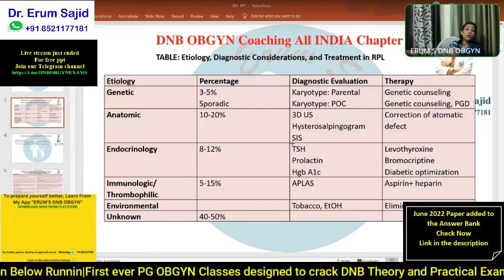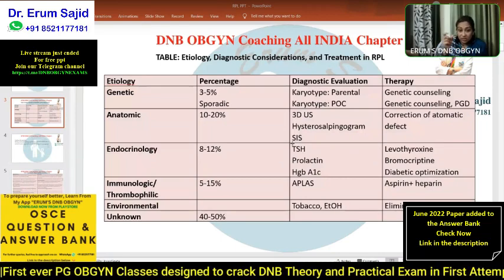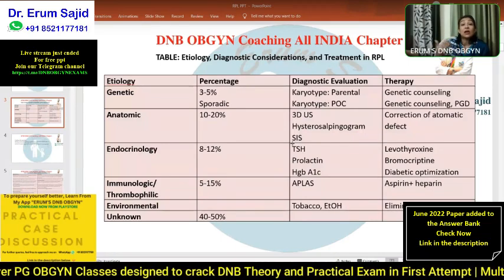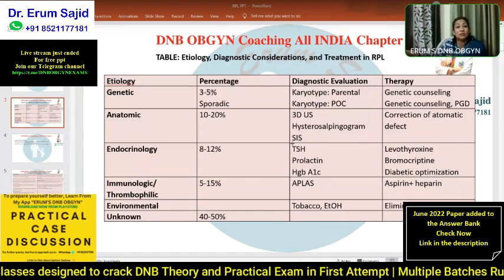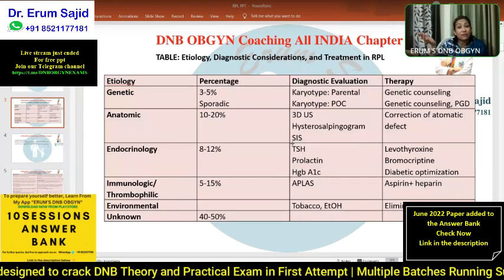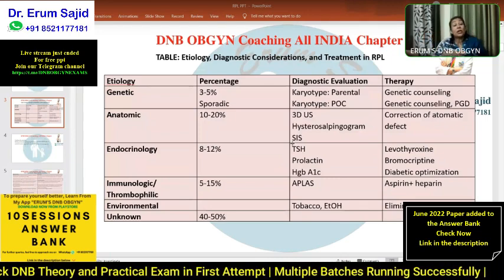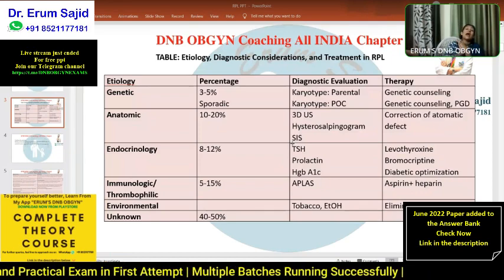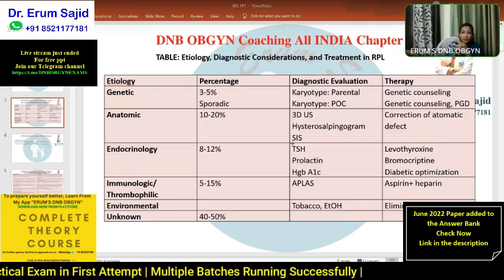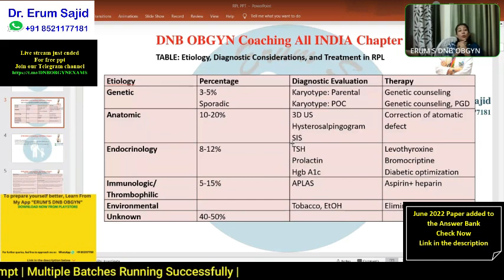So in recurrent pregnancy loss, 3 to 5% is because of genetic causes, just 3 to 5%. We say it's a lot, but actually the early losses, that means before 10 weeks, are mostly because of genetic causes, and I'll tell you what all they are. But in toto, when we talk about mid-trimester losses as well as recurrent pregnancy losses, that means all losses before 20 weeks of gestation, we say anatomic causes encompass 10 to 20%.